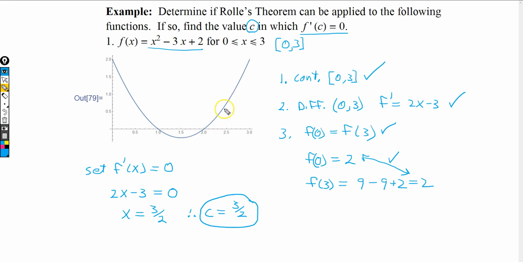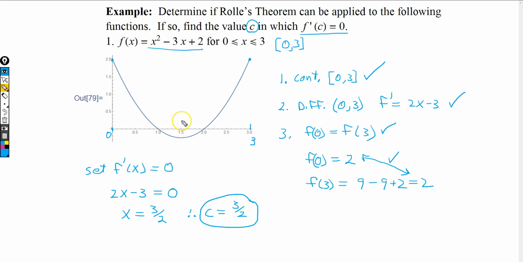And graphically, if we look at the graph up here, we see right here here's f of 0. Here's f of 3 right here. This might be a little small for you to see. That's 3 right there on the x-axis. That's 0 right here. We notice f of 0 equals f of 3. They're both equal to 2.